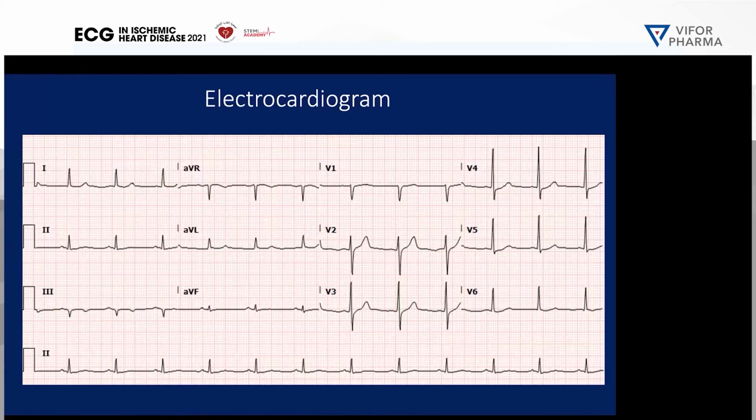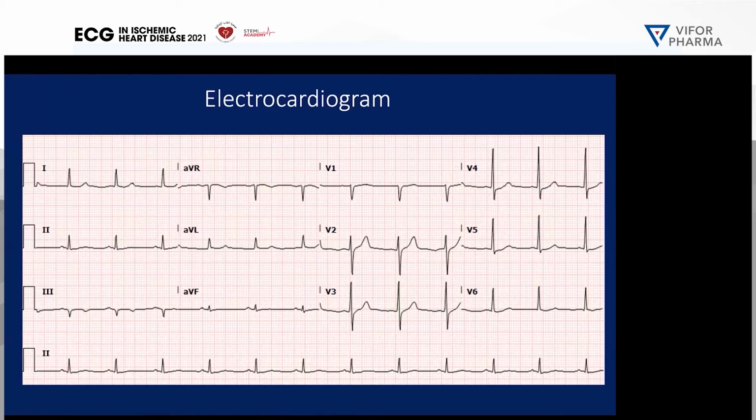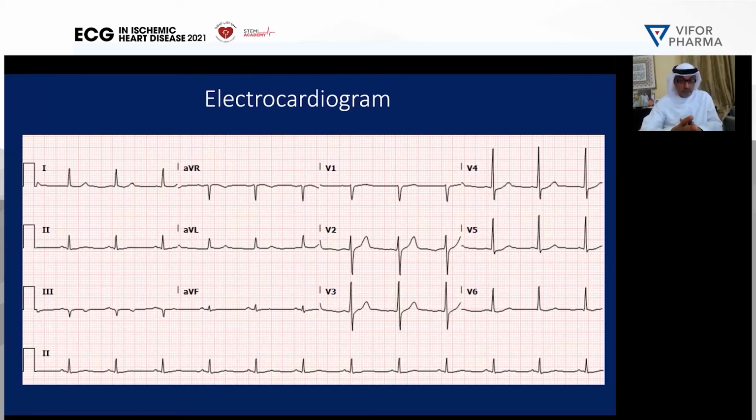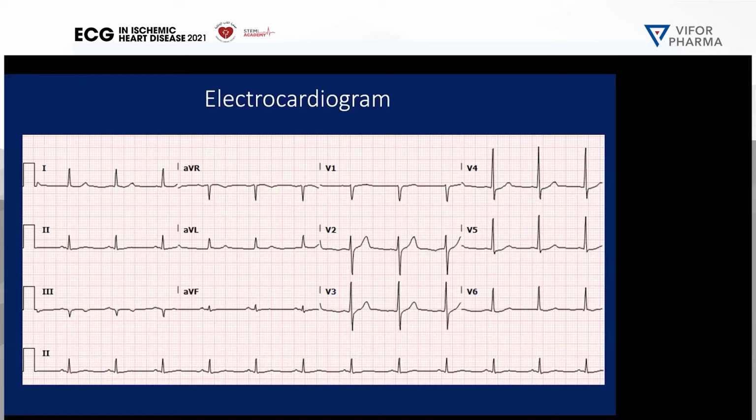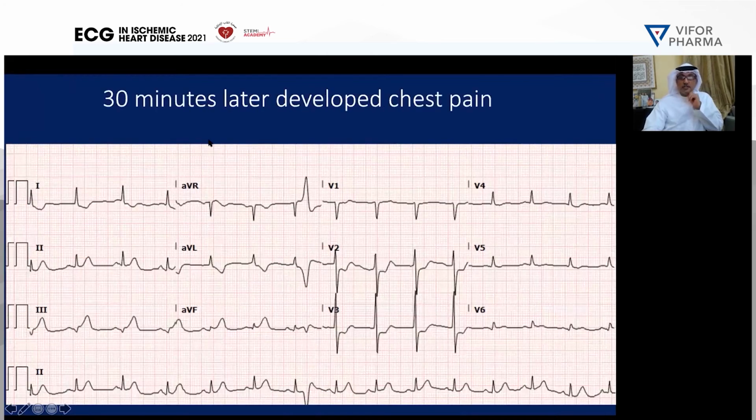home? Yes. He came with chest pain, he had PCI 3 years back, he has multiple risk factors, his ECG is normal. Should I discharge this patient from the ER because the ECG is normal? The answer is no. Why no? I'll show you his ECG just 30 minutes later.